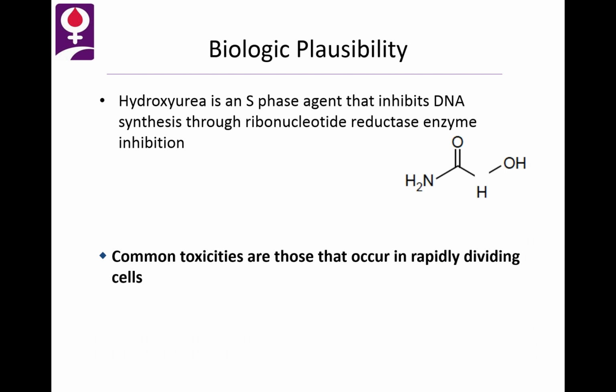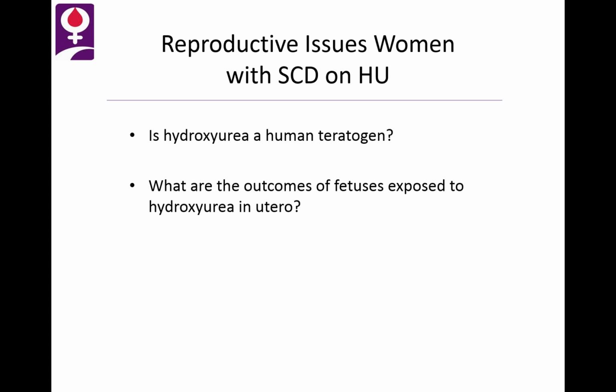So what is the biologic plausibility that hydroxyurea could cause these teratogenic effects? Hydroxyurea is an S-phase agent that inhibits DNA synthesis through inhibition of the ribonucleotide reductase enzyme. And we see common toxicities that occur in rapidly dividing cells, like a decrease in hemoglobin, absolute neutrophil count, and platelet count as it relates to myelosuppression.